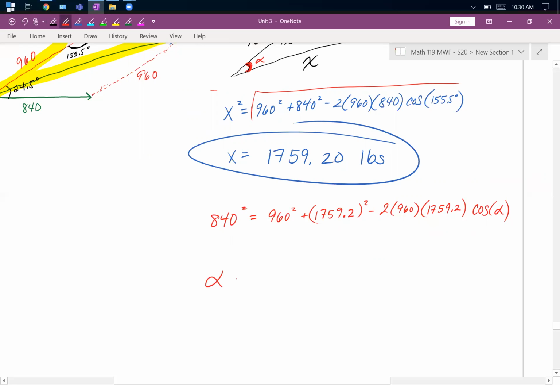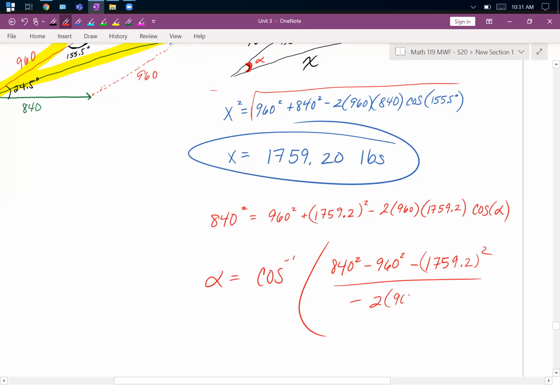If we do that, we should get that alpha is equal to cosine inverse of 840 squared minus 960 squared minus 1759.2 squared divided by -2 times 960 times 1759.2. And I'd plug that in my calculator all at once, making sure that you're putting your numerator and denominator in parentheses.